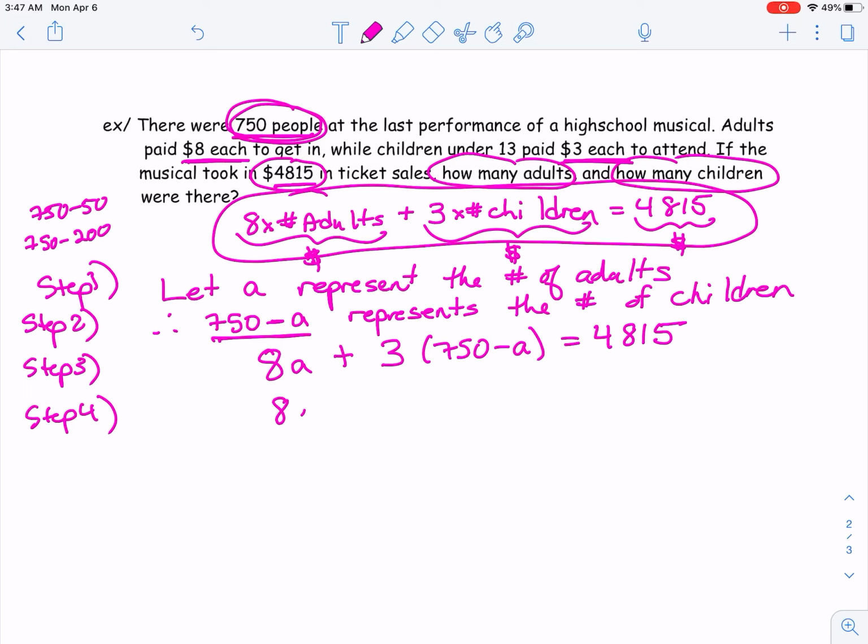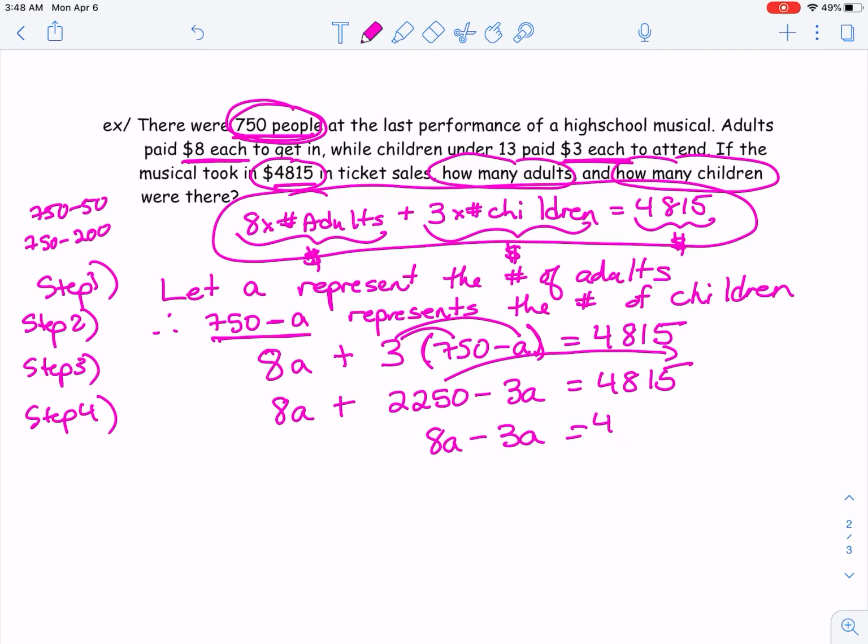And now, step 4, we solve this equation. So that'll give us 8a plus 3 times 750. What's 3 times 750? I've forgotten. Okay, so 2250 minus, so that's got to be multiplied by that, and by that. Remember, you need brackets around this piece here. And then that's minus 3a equals 4815. All right, our a's are going to stay on the left, so that's 8a minus 3a, but the 2250 needs to go over to the other side.